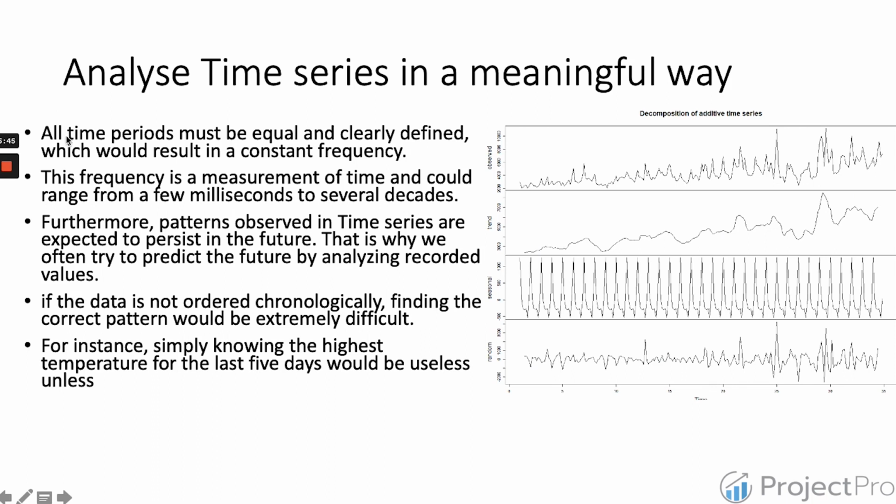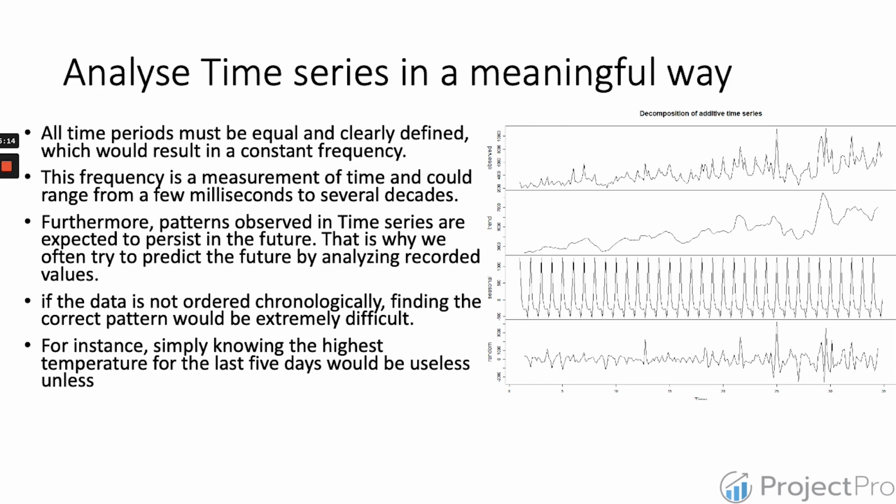All the time periods must be equal and clearly defined, which should result in a constant frequency. So the data that you're capturing should be clearly and equally defined. It shouldn't be like in the initial four values you have taken each day, and the next four values you have taken each month. It should not be like that. So time periods must be equal and clearly defined.